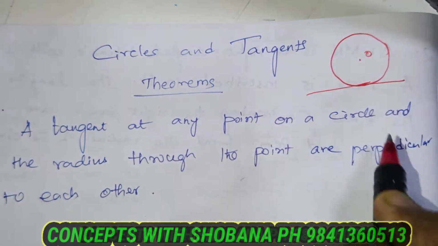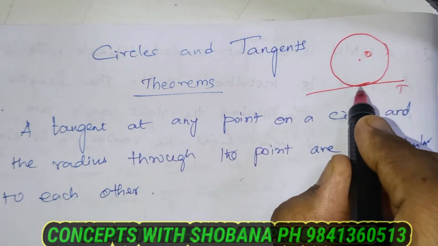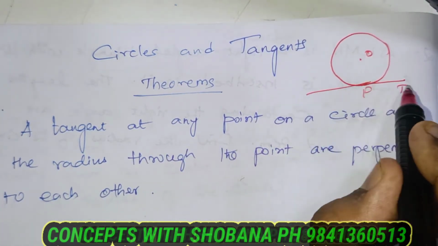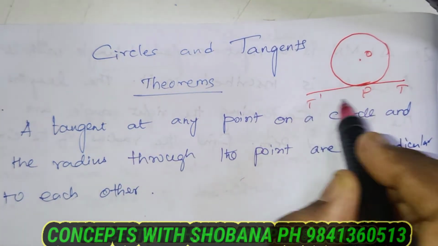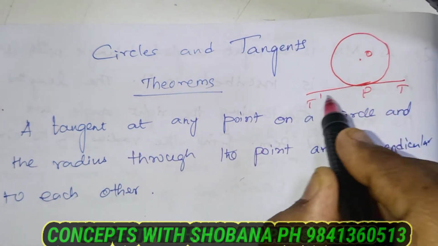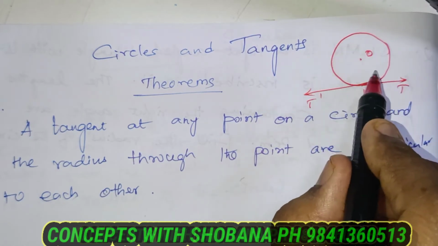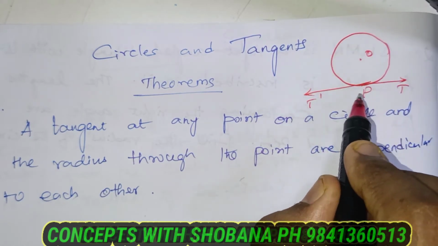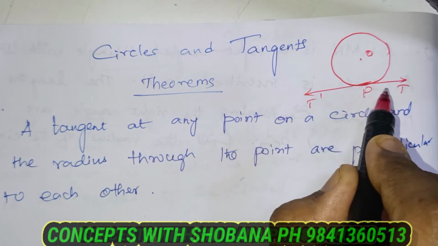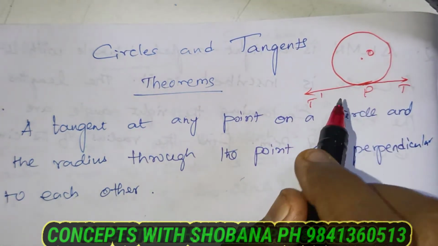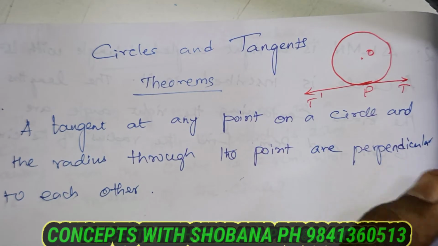Okay, if the center is O, PT is the tangent. If we take this point P, PT is a tangent. If we take T dash, then PT dash or TT dash will be the tangent. So it is not inside the circle, outside the circle it touches the circle at exactly one point, and that is called a tangent.